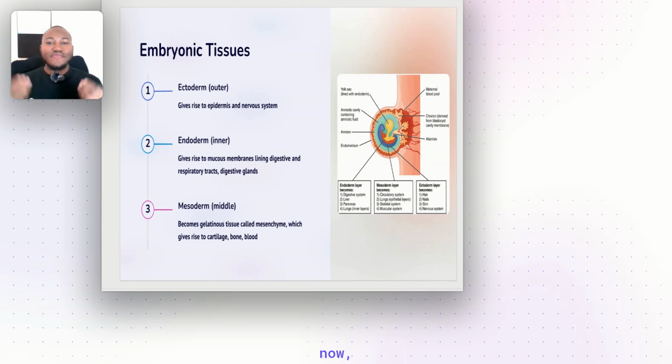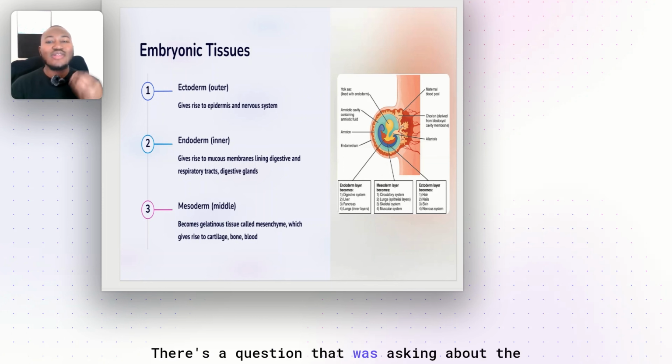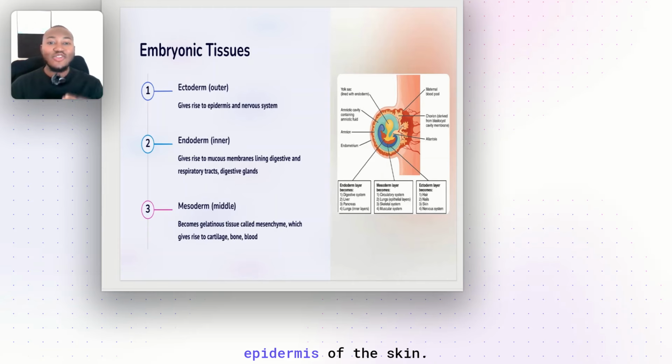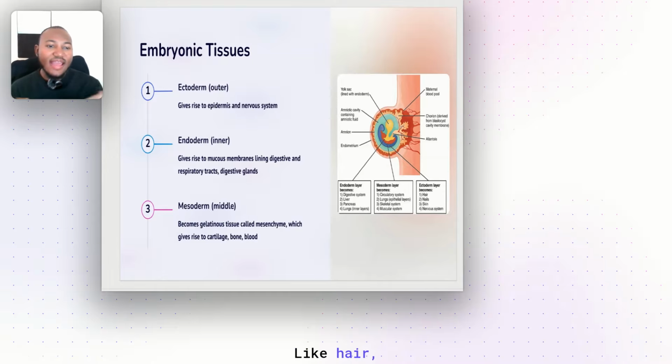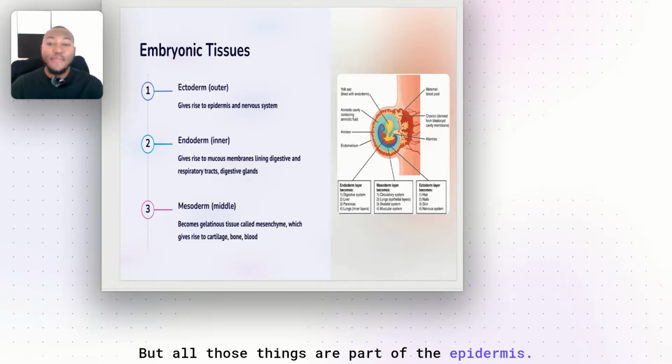Okay. Now, the ectoderm, that's the outermost layer, what does it give rise to? Epidermis. There's a question that was asking about the epidermis of the skin. Where is it from? Ectoderm. Ectoderm, that's the outermost. But not just the epidermis, also the nervous system. If you look at the diagram here, you will see a whole lot of organs that ectoderm forms. Like what? Like hair, like nails, like skin, all those things. But all those things are part of the epidermis.